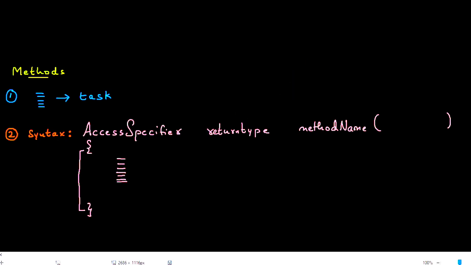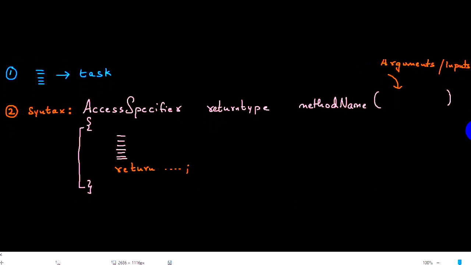Optionally, I could pass arguments or inputs to the method, and I can optionally have a return statement as well. This is how a method will always look. Got it? But there are several different ways of writing a method. We just need to understand what the different ways of writing a method are.